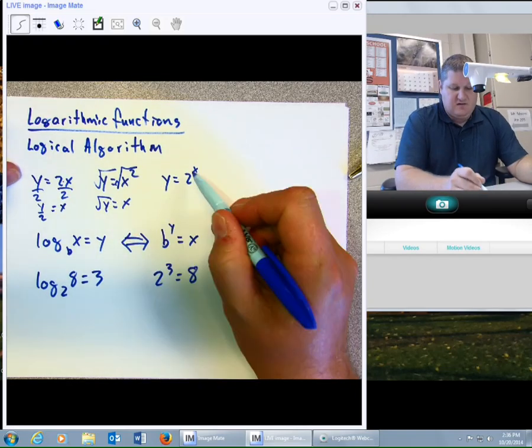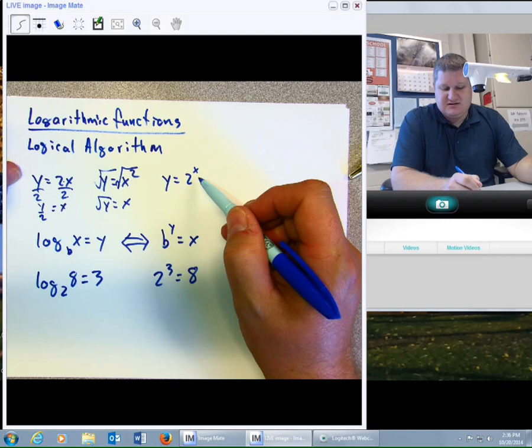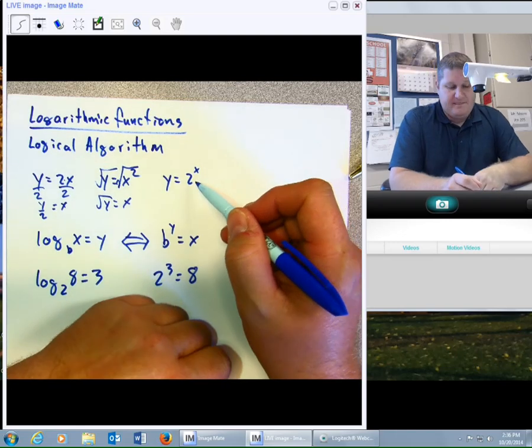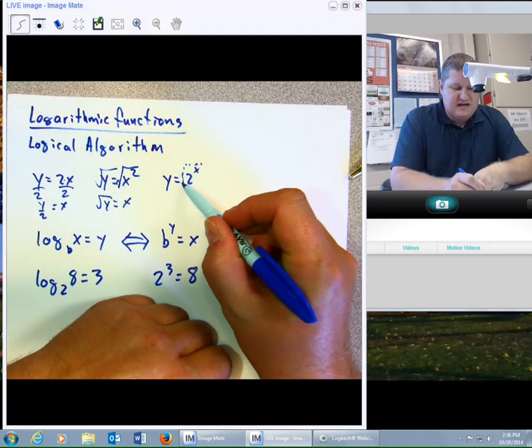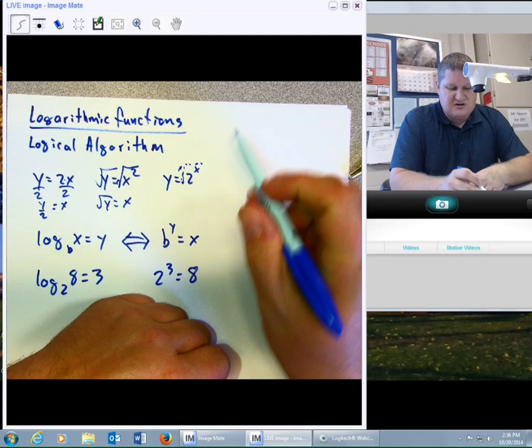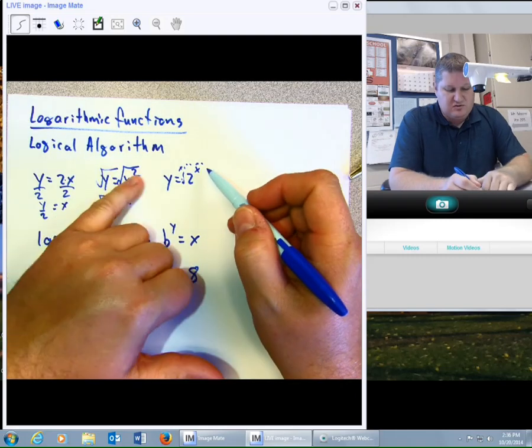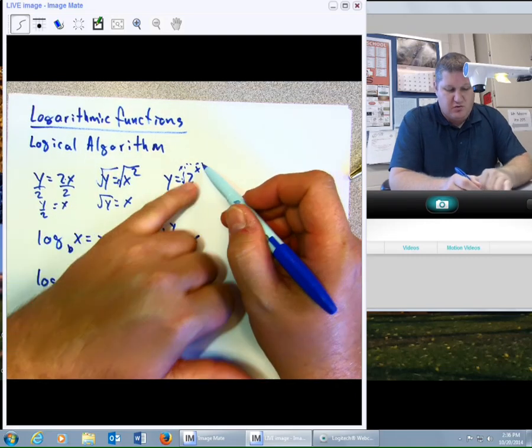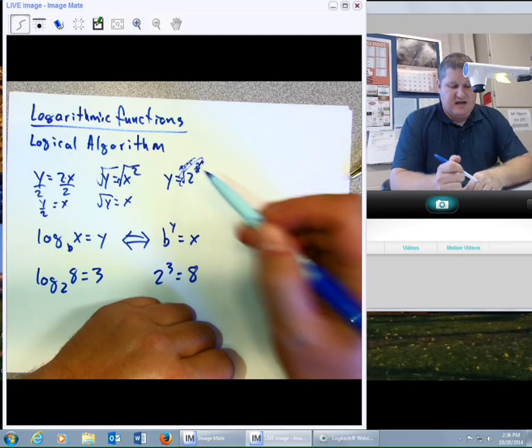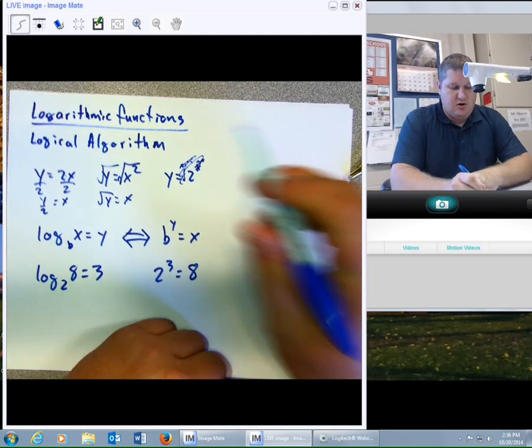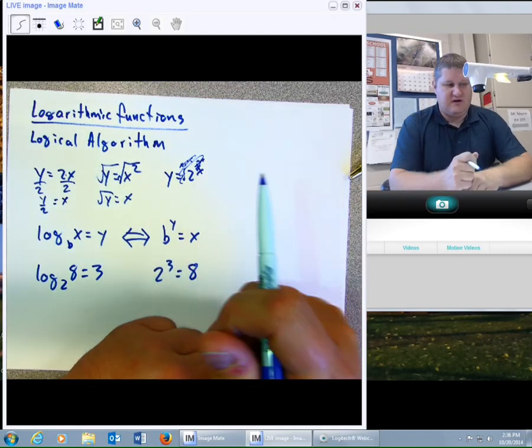Over here, I have y equals 2 raised to the x. The problem is, there is no such thing as the x root because you have no idea what kind of root it is. Here it was square, so it's square root. Here we have no idea what it is. You can't do it. So in this case, you're stuck with 2 raised to the x.